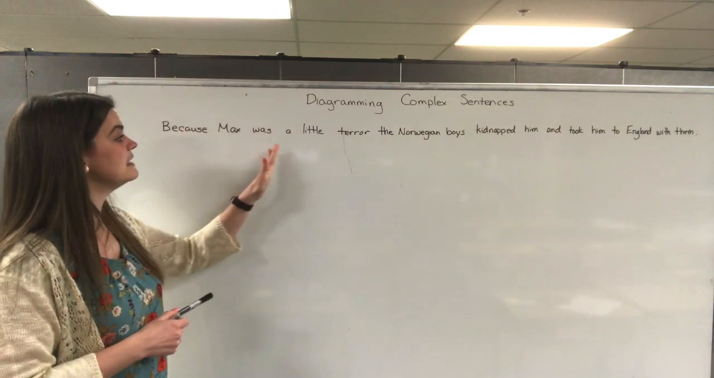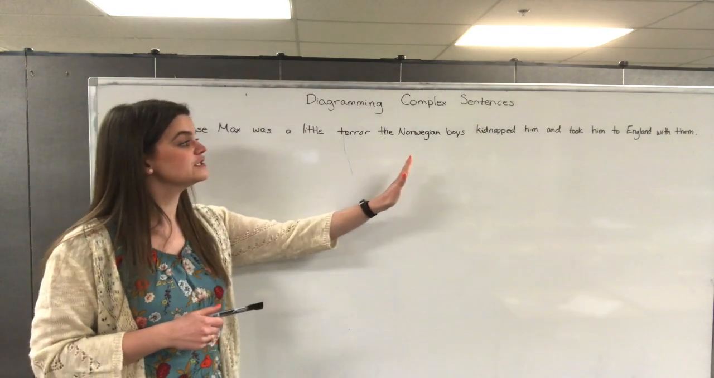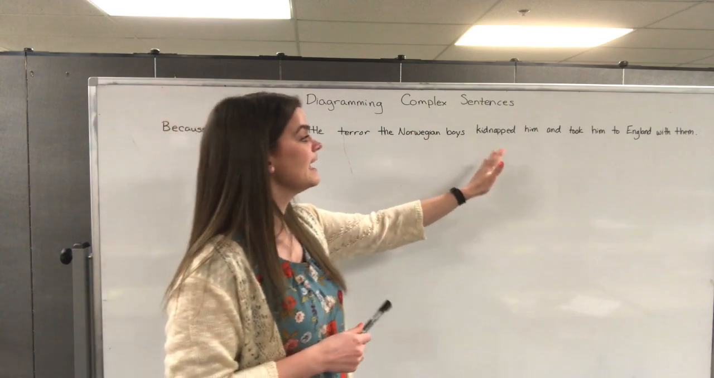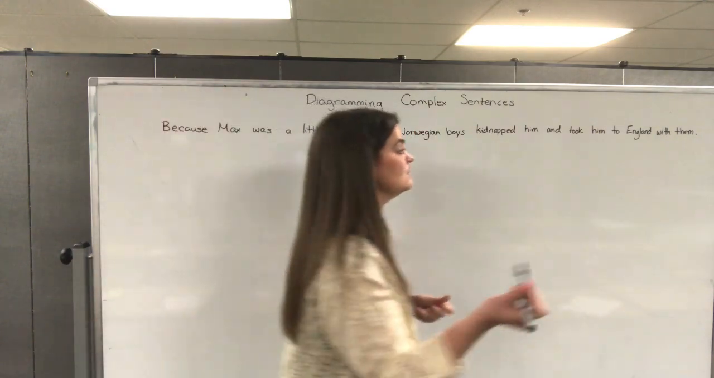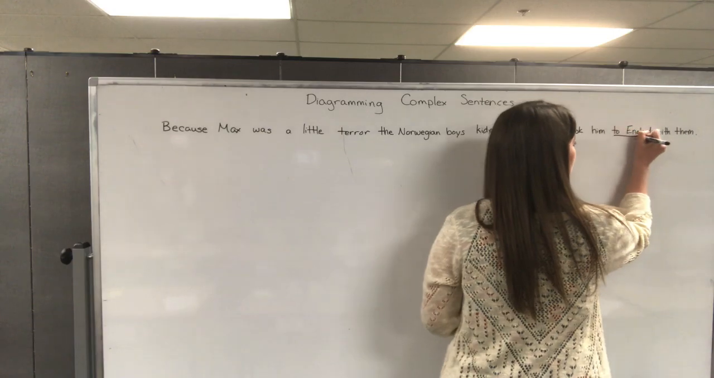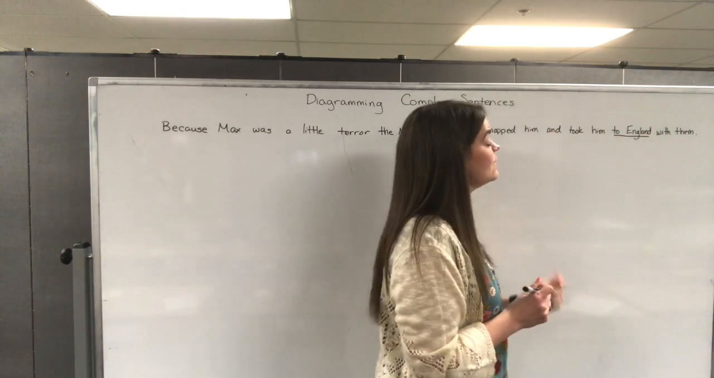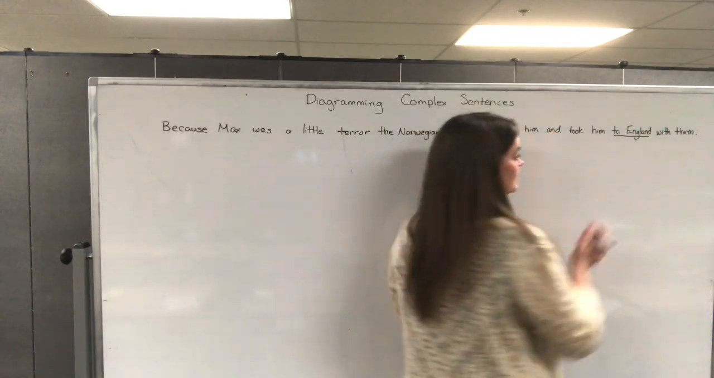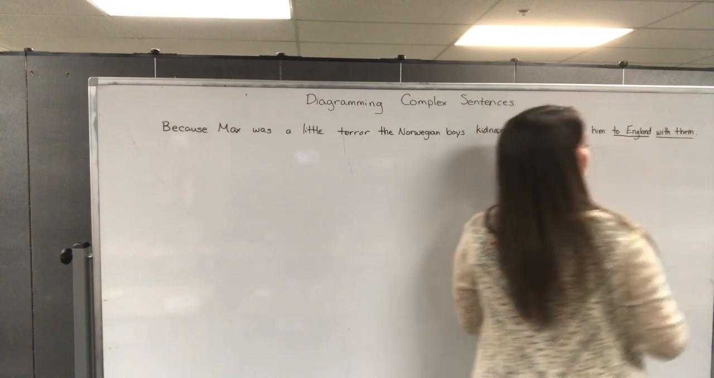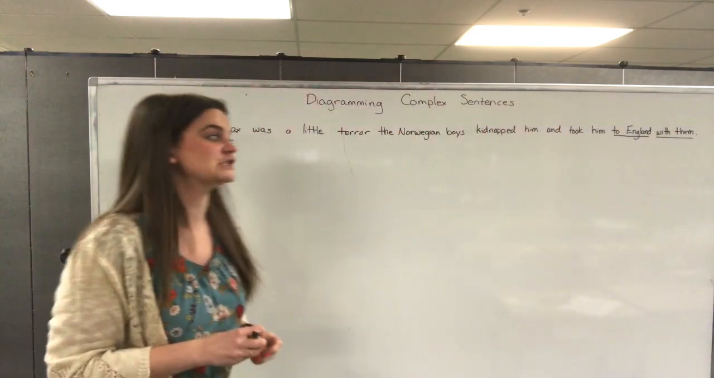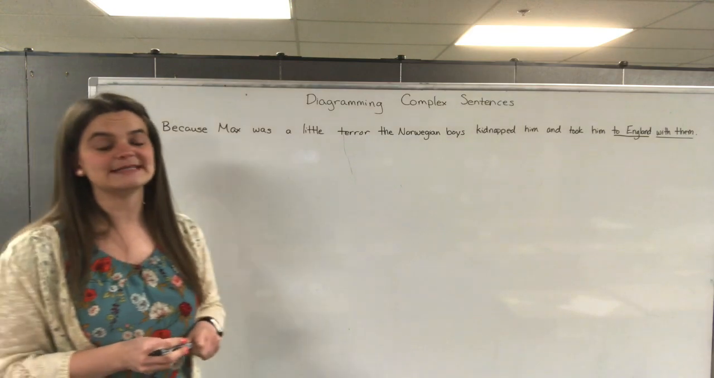Because Max was a little terror, the Norwegian boys kidnapped him and took him to England with them. To is a prepositional phrase. Where? England, object of the preposition. With them. With, preposition. With whom? Them, object of the preposition. So we have our 2 prepositional phrases there.